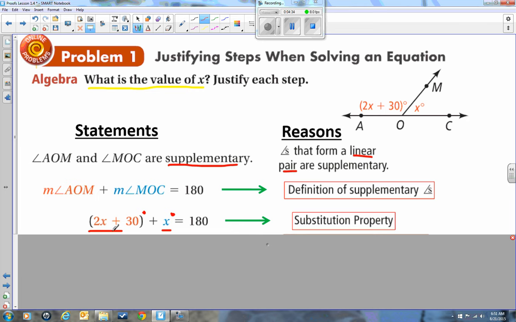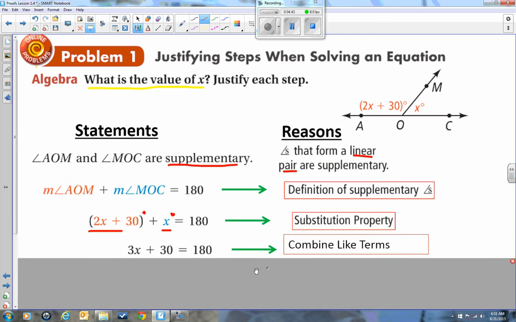Well, when I take a look at this picture or the math problem, I'll notice I have two like terms, 2x and x. 2x plus x is 3x. So we have 3x plus 30 equals 180, just combining 2x and x. So why did I do it? Combine like terms. What's my next step?